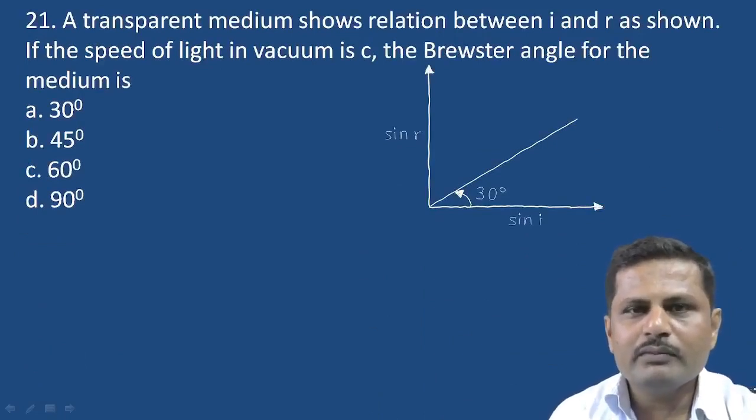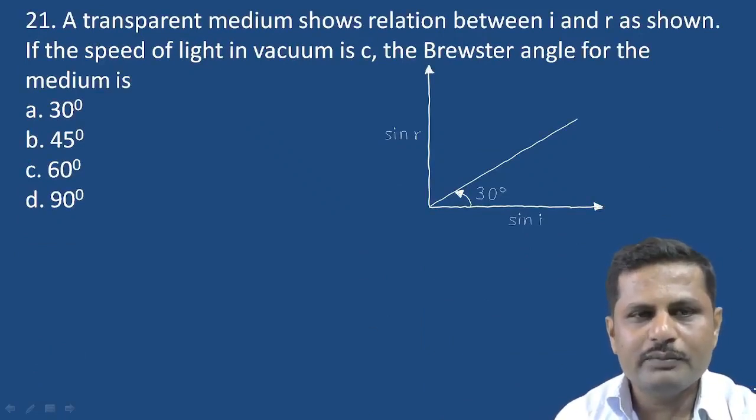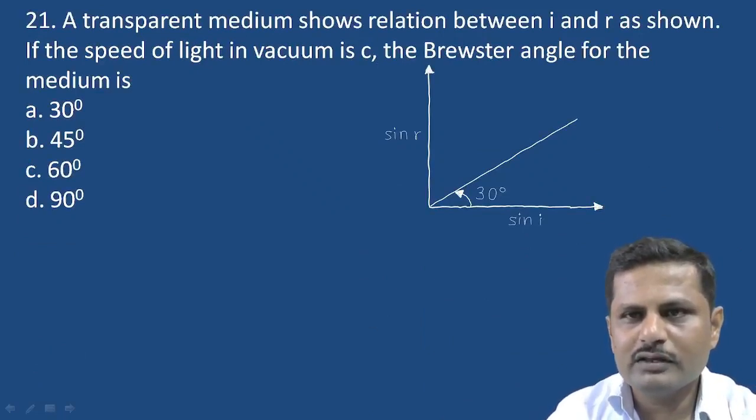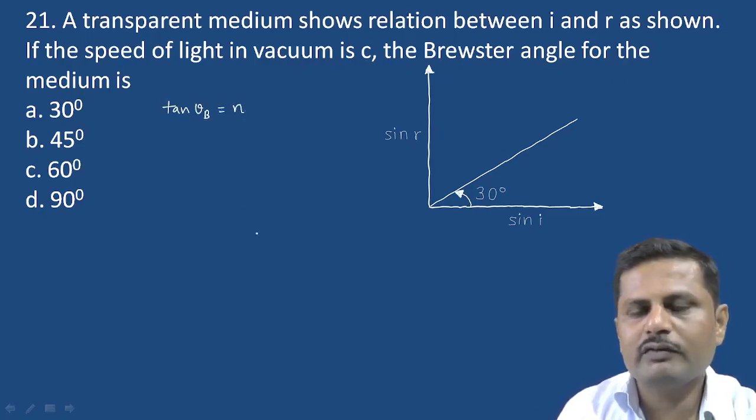A transparent medium shows a relation between I and R as shown. If the speed of light in vacuum is c, what is the Brewster's angle for the medium? As we know, the tangent of the Brewster's angle is equal to the refractive index of the medium.